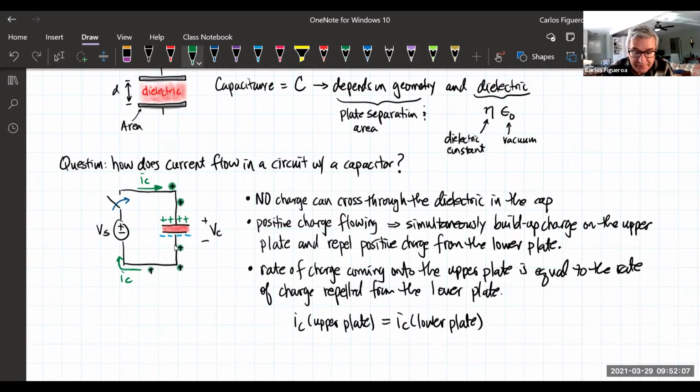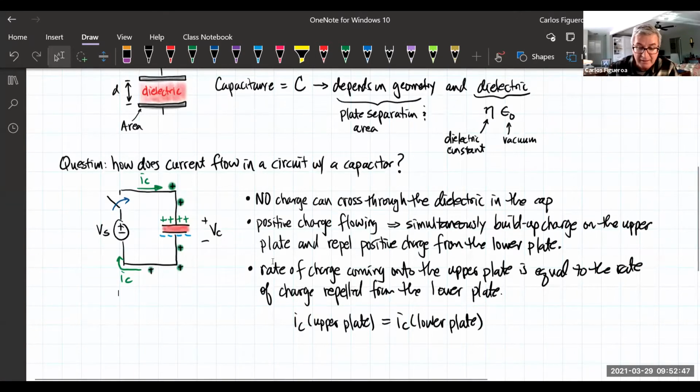And what you're going to see here is that it is the battery that creates a constant current flow. But that's the way I want you to think about current flow through a capacitor. The rate that it's coming in is exactly the same as the rate that's coming out. So that's what I mean by current flow through a capacitor. Even though I say through a capacitor, there is no current flowing through the dielectric. It's before the dielectric and it's after the dielectric.